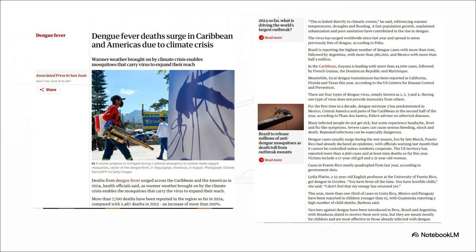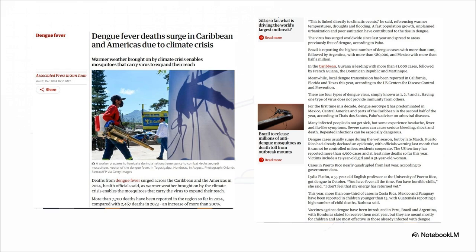A perfect example of this is dengue fever. Because of underlying environmental shifts, specifically the climate crisis causing warmer temperatures and flooding, the mosquito vectors that carry dengue are expanding their reach into places like the Caribbean and the Americas. Deaths from dengue surged more than 200% in these regions recently, which perfectly shows how a changing environment directly amplifies immediate health threats.